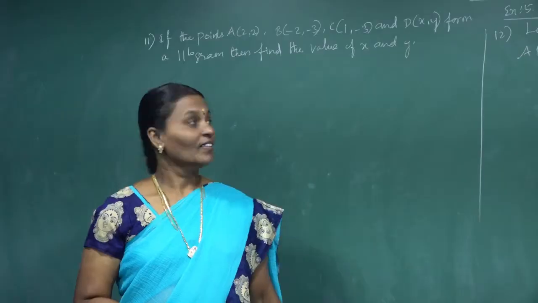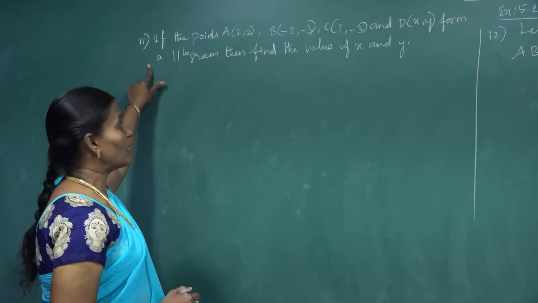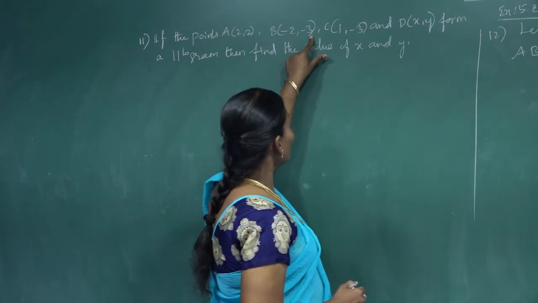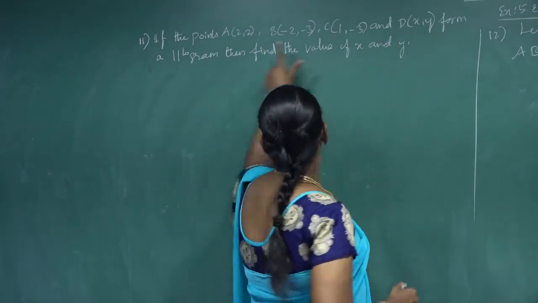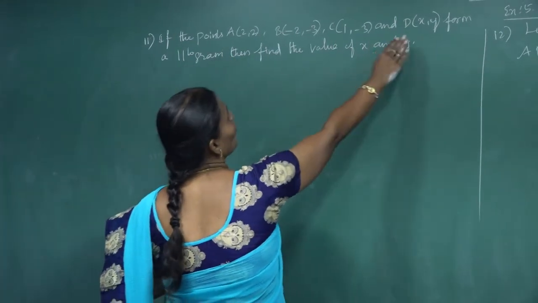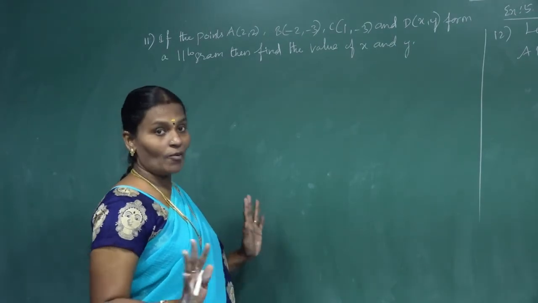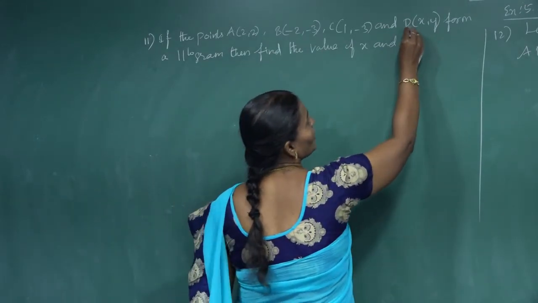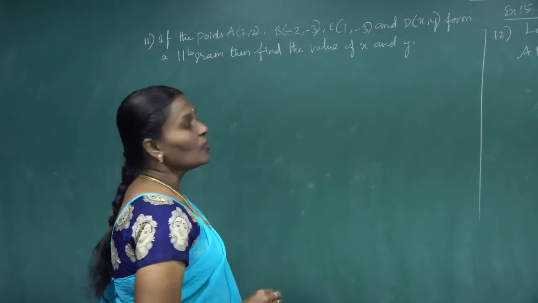Understand children? Good. Now listen children, exercise 5.2, 11th sum. If the points A of 2, 2, B of minus 2, minus 3, C of 1, minus 3 and D of x, y form a parallelogram, then find the value of x and y. These four points form a parallelogram; the question itself is given. Now you have to find out the x and y value. See, the point D's x coordinate and y coordinate are unknown. So those unknowns you have to find out.